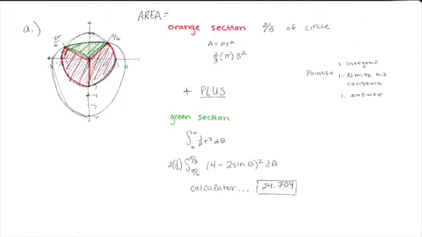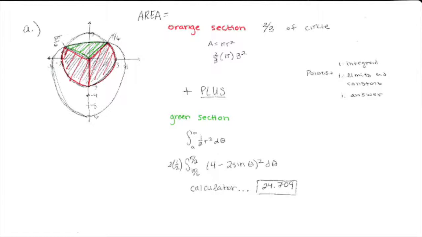You can also do this another way by setting up an integral. You can do 2 times the integral from negative pi over 2 to pi over 6 of 1/2 times 4 minus 2 sine of theta, squared, and you want to double that. Anyway, I think this is the easiest way to do it.